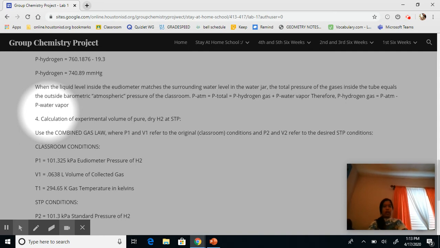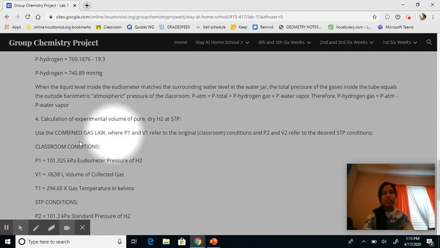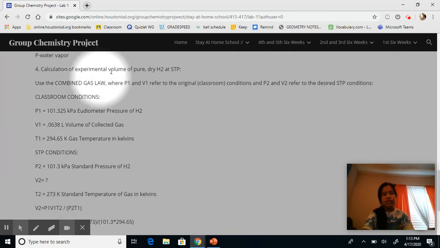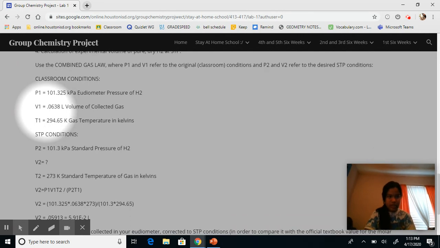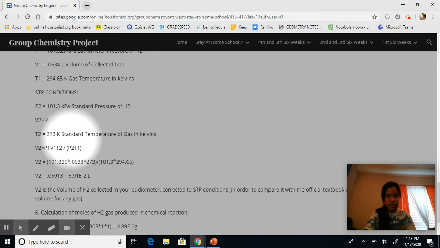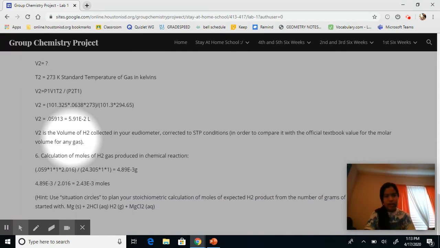Number 4, calculation of experimental volume of pure dry H2 at STP. Use the combined gas law where P1 and V1 refer to the original classroom conditions and P2 and V2 refer to the desired STP conditions, which are listed here. And then there's the STP conditions, which are also listed down here. And the calculation of the moles produced in a chemical reaction is this.